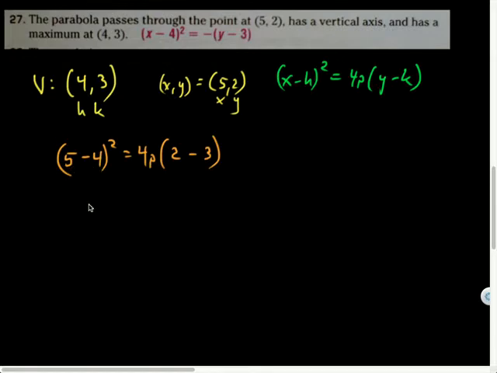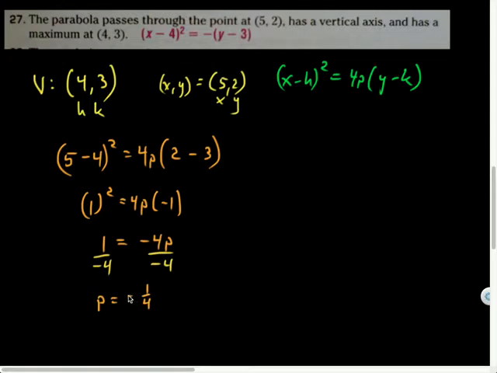We'll simplify a little bit first, so that's 1 squared equals 4p times negative 1. 1 squared is 1, so that's negative 4p, and divide both sides by negative 4, and I will get that p equals negative 1/4.